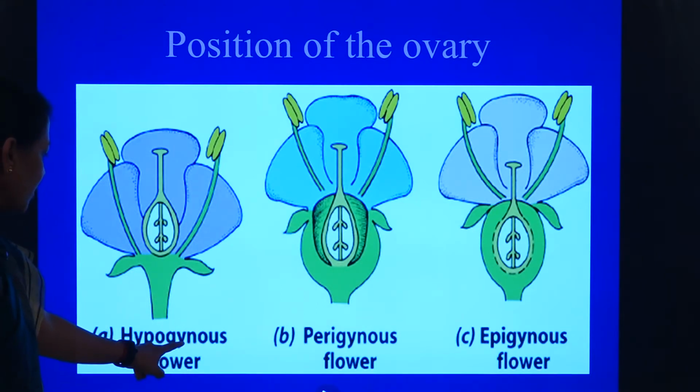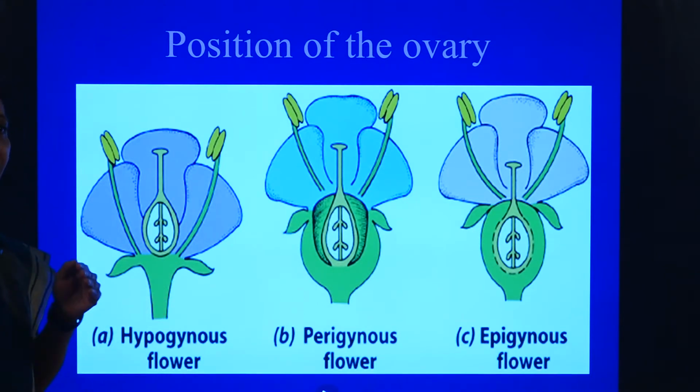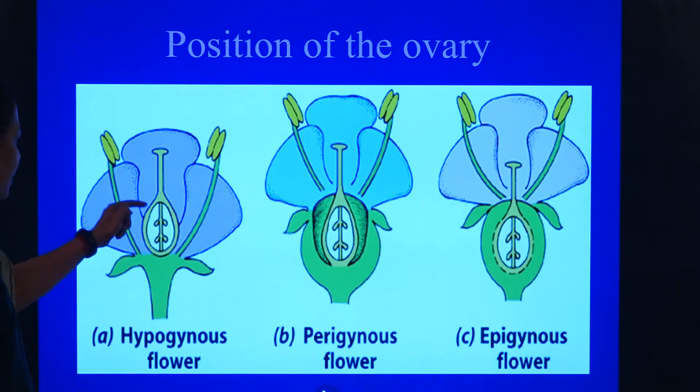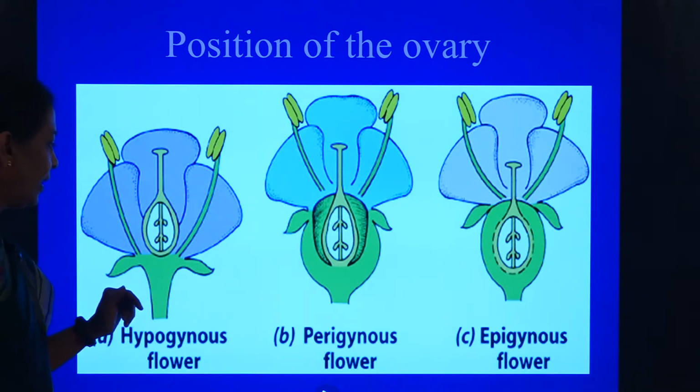Below the gynoecium. The other floral whorls are present below the gynoecium. Hence, the flower is said to be hypogynous. The position of the ovary is always superior.